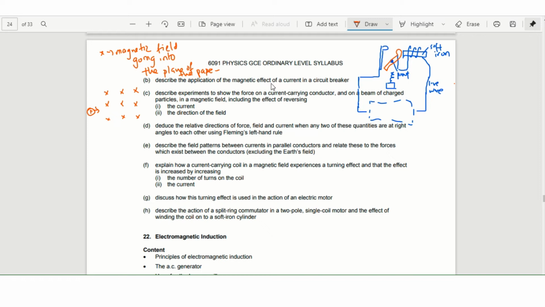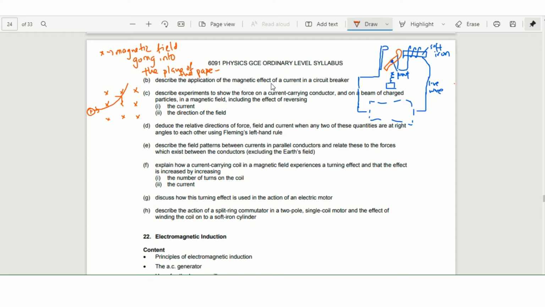So since the charged particle is moving this way, the middle finger should be in this direction here. So your third finger should be pointing in this direction here. Magnetic field goes into the plane of the paper, so your index finger should be pointing into the paper. And if you look at the direction of your thumb, you'll notice that your thumb is pointing upward. So therefore, the charged particle will move in this direction once it enters the magnetic field. Okay.